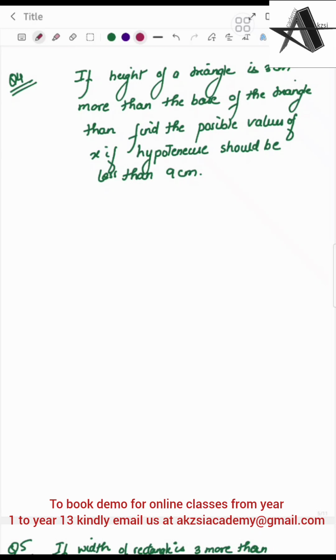So, this is a triangle. Let's say this is a triangle. If the height of the triangle is 3 centimeters more than the base, the base is x and the height will be x plus 3. Now, what they are saying is, find the possible values of x if the hypotenuse should be less than 9. It should be less than 9 centimeters, the hypotenuse.